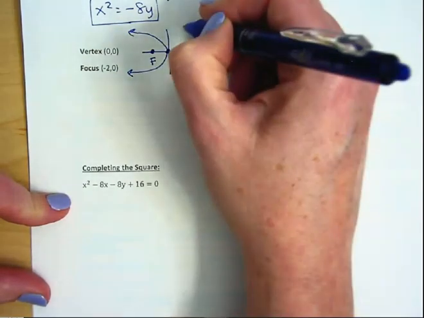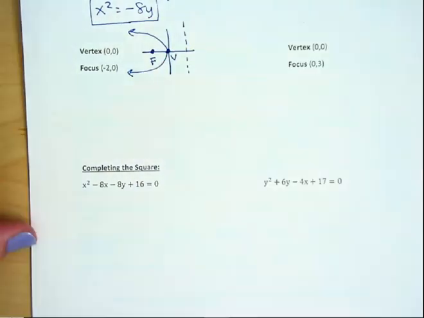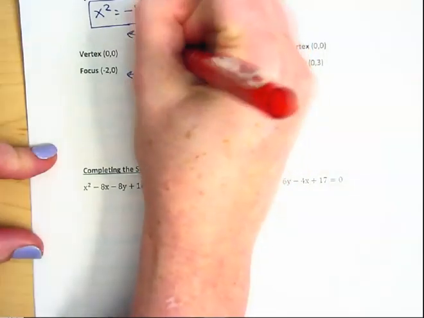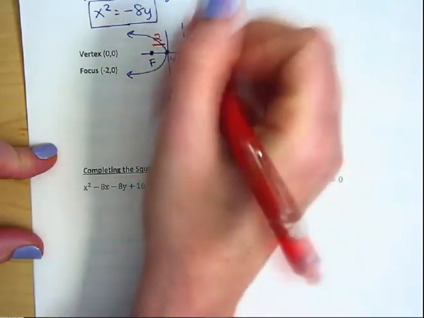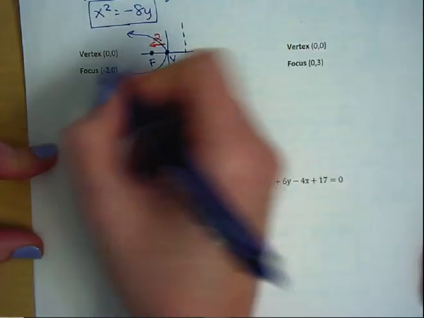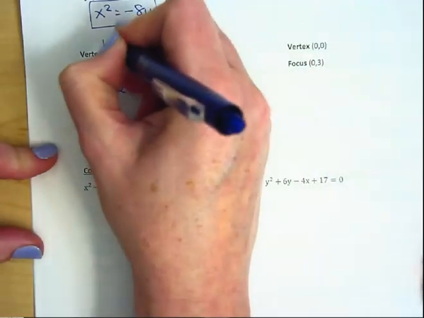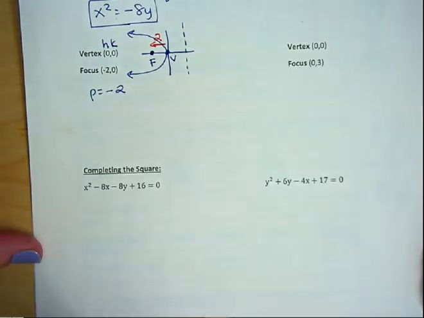So it's going to be opening to the left, which means its directrix is somewhere over here. And we know that this distance right here between these two is 2, because I have to go 2 spaces to the left to get here. And because it opens to the left, my p-value is negative, and my h, k are 0, 0.